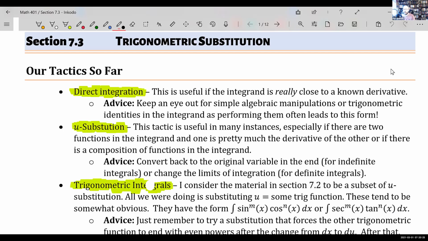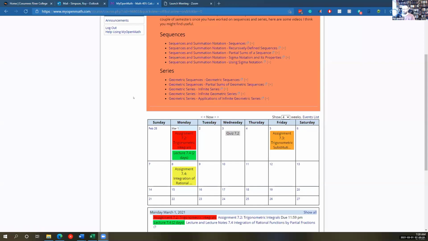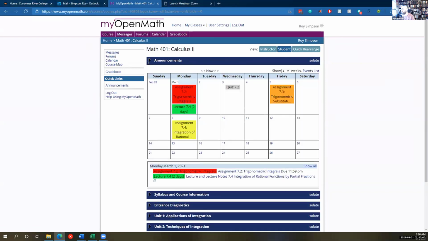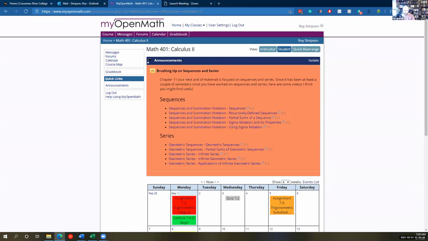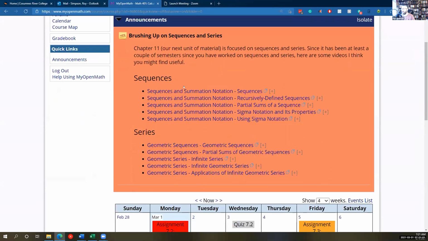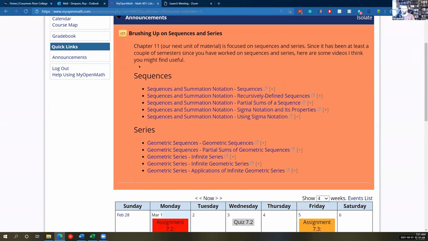Before we begin, I just want to share my desktop screen really quickly. Let's see. I put an announcements folder into our site. You can always collapse that folder if you want to, but it's there because we are coming up on chapter 11, the largest chapter in Calc 2. There are 11 sections, so it's quite a bit of material, and it leans on prerequisite knowledge, specifically your knowledge from pre-calculus of sequences and series.